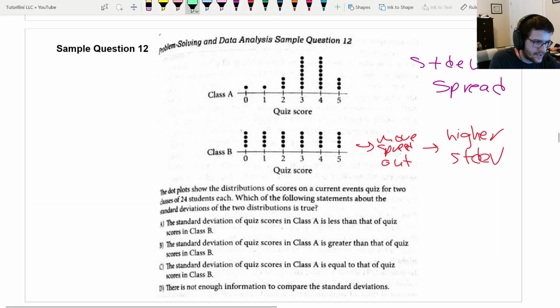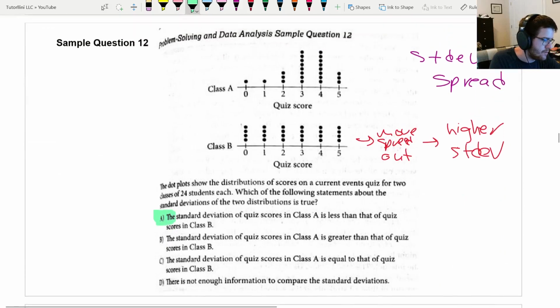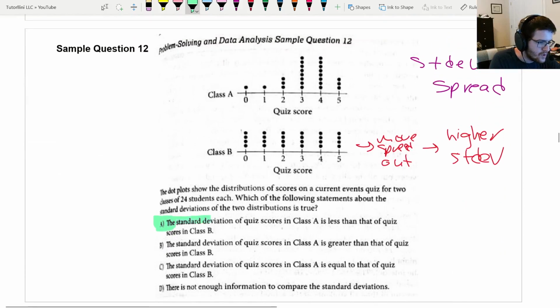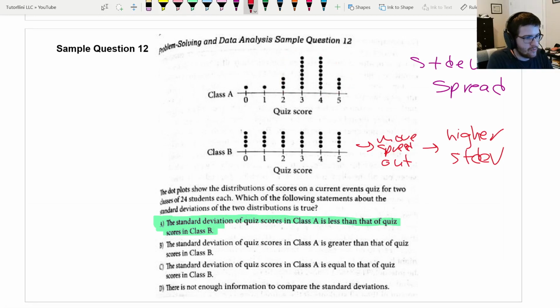So we got to find an answer choice that sounds like B having a higher one. Class A is the smaller one, B is the bigger one. So that sounds like answer choice A. And that is correct. So the standard deviation of class A is less than that of class B because class B is more spread out on average. And again, the giveaway is that these guys are closely clumped together, whereas these guys are evenly sprinkled all over.